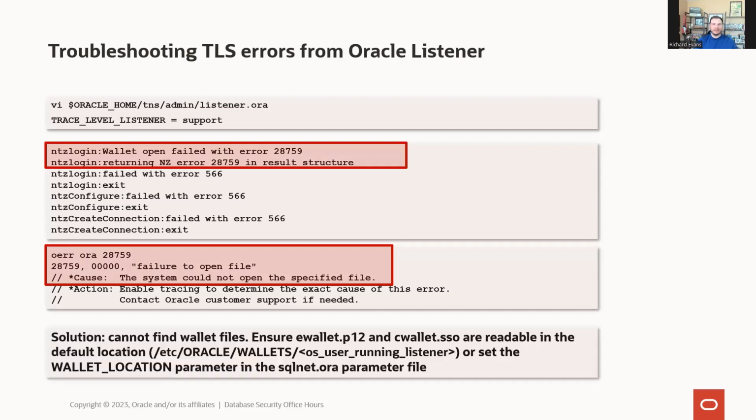So typically, like I said, the default location is /etc/wallets/oracle for the oracle user, or if your listener runs as grid, it could be under grid, or you can set that wallet location parameter in the sqlnet.ora and tell it where to go find that wallet location, okay?